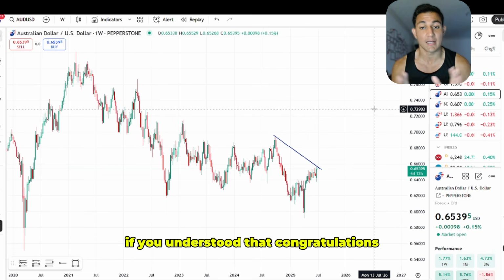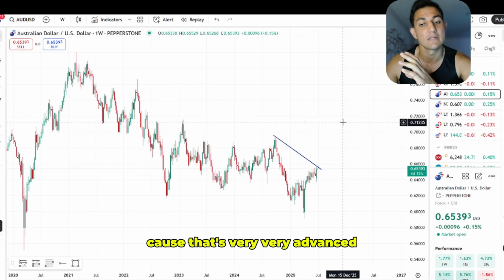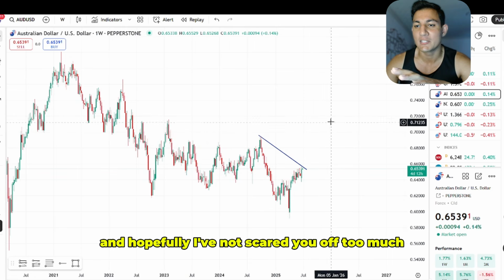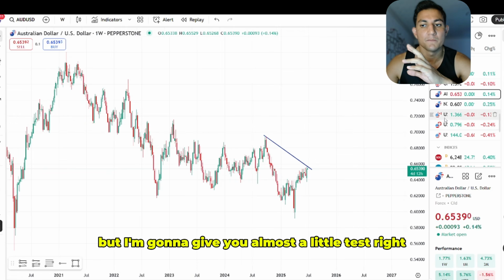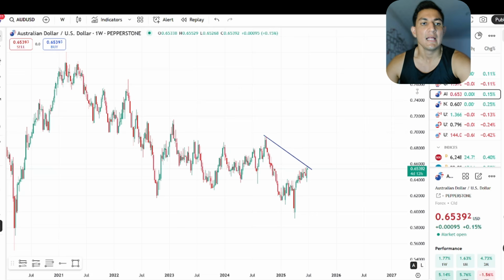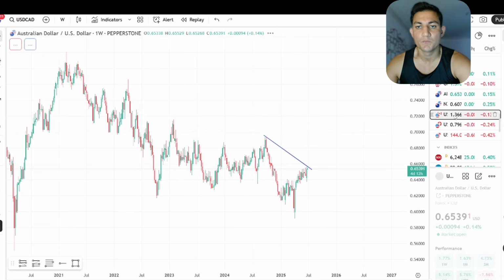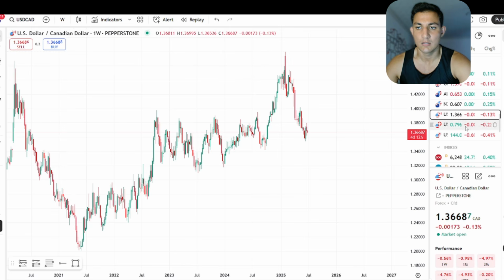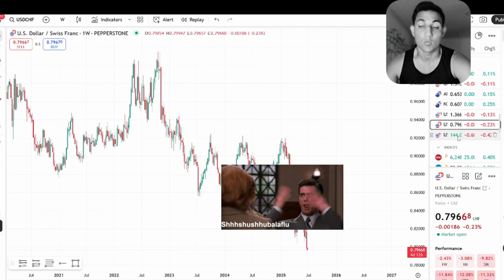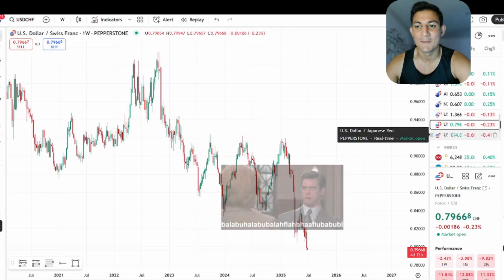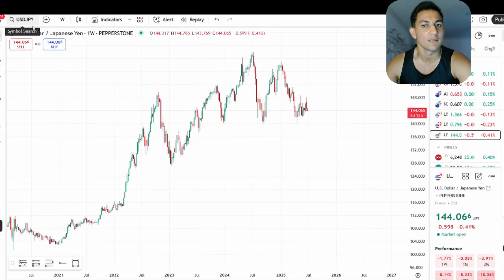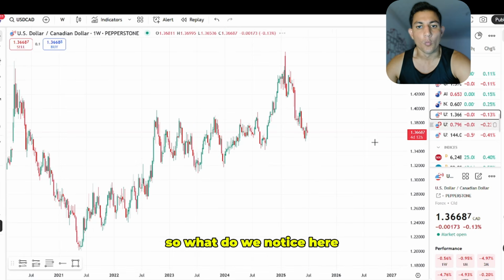Now, if you understood that, congratulations, because that's very, very advanced. Hopefully I've not scared you off too much, but I'm going to give you almost a little test, right? All of these currencies have USD at the end. What we're now going to do is look at dollar CAD, dollar Swissy, and then dollar yen, right? So what do we notice here?